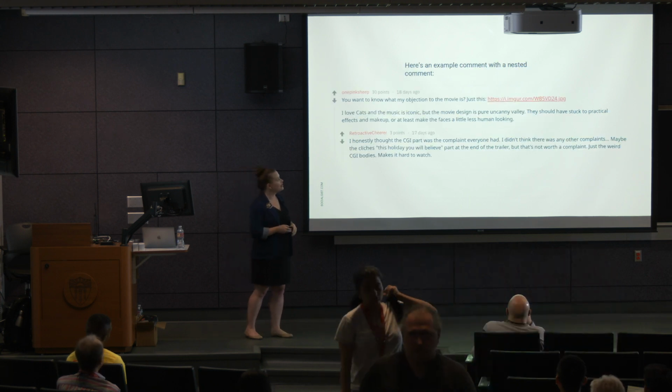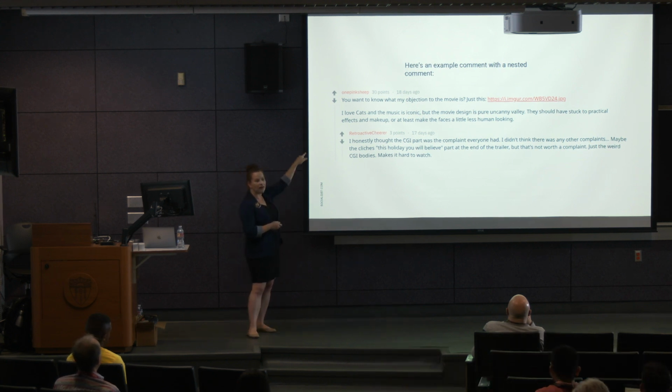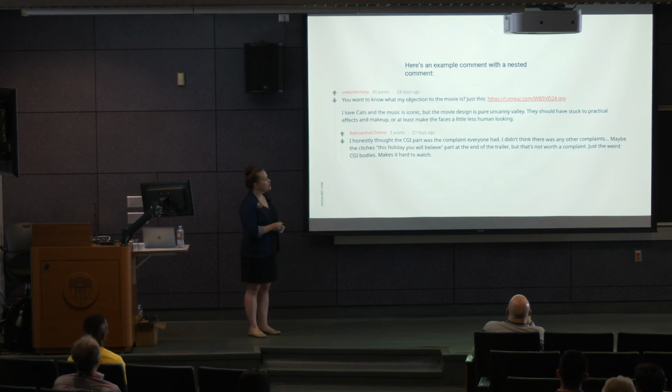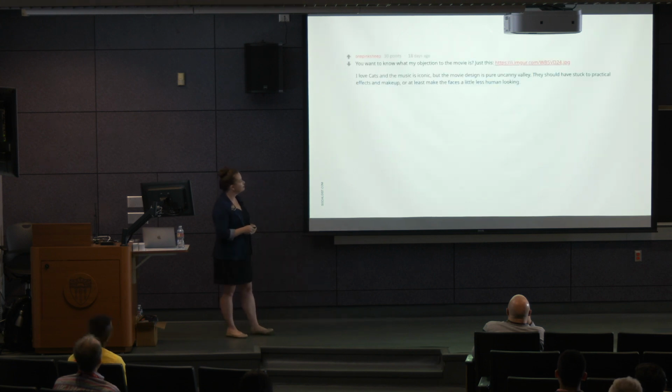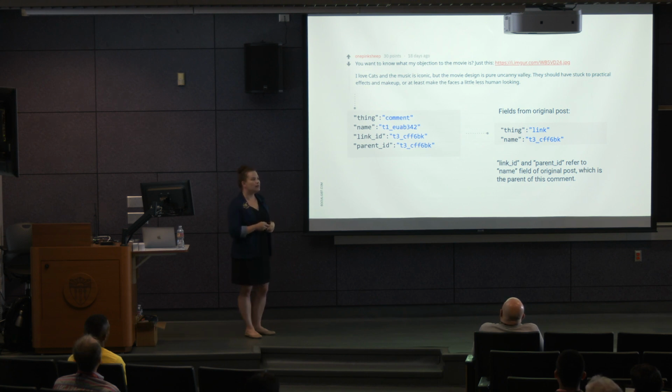Okay, so looking at an example, this is a comment with then a comment on that comment, or a nested comment. So the one pink sheep is saying, you want to know what my objection to the movie is, and then they're talking about the CGI. If we look at how this would actually show up on our side, with the comment, we're going to get thing type comment, the name, so the unique identifier, and then there's the two linkage IDs, the link ID and the parent ID.